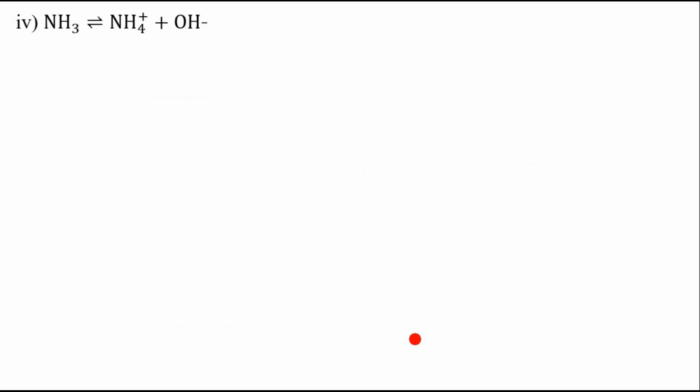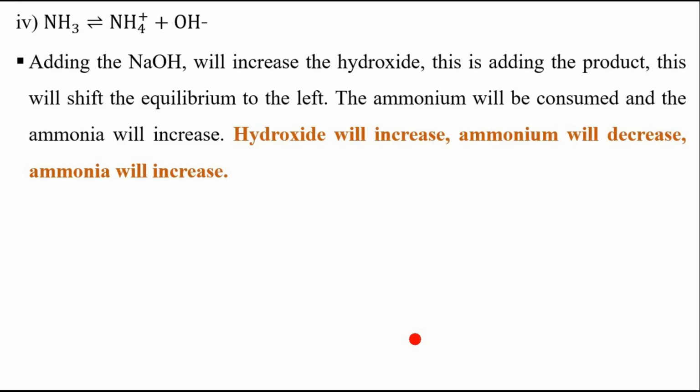So we continue on theoretical questions. This one is asking what happens when you add sodium hydroxide. You're adding hydroxide, so sodium hydroxide will increase the hydroxide. This is like adding the product. If you add the product, the reaction shifts toward the formation of the reactant. This will shift the equilibrium to the left.